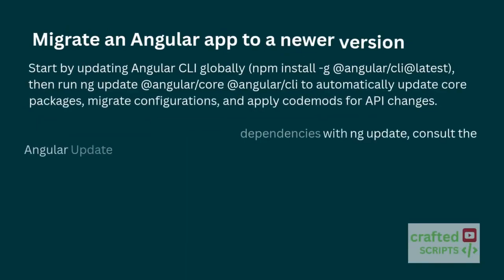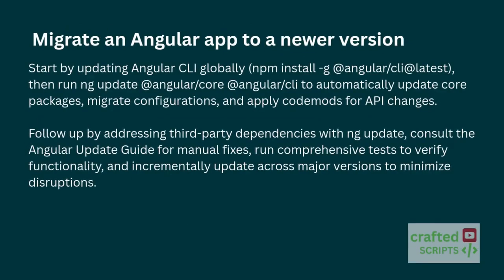Start by updating Angular CLI globally, npm install @angular/cli@latest, then run ng update @angular/core @angular/cli to automatically update core packages, migrate configurations, and apply code mods for API changes. Follow up by addressing third-party dependencies with ng update, consult the Angular update guide for manual fixes, run comprehensive tests to verify functionality, and incrementally update across major versions to minimize disruptions.